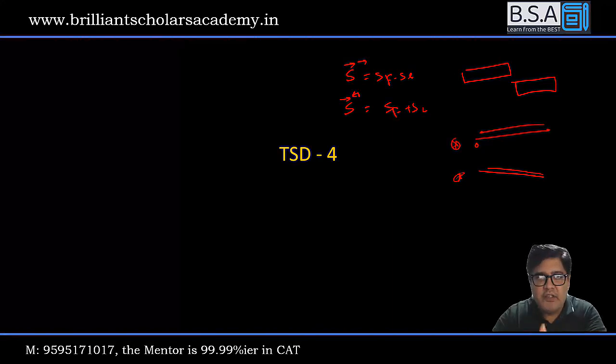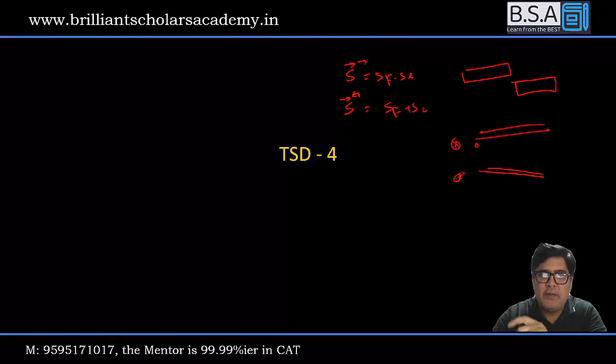Today, we'll first solve 10-12 questions based upon relative speed and trains, and then we will start with the theory of races, linear races and circular races.